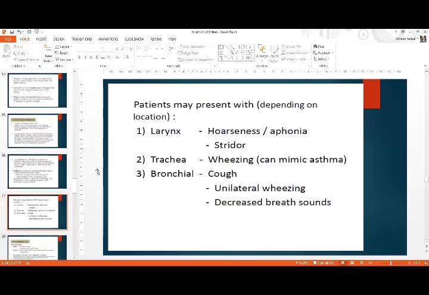They may present with hoarseness of voice and stridor if the obstruction is at the level of the larynx, or may present with wheeze if it is at tracheal level, or cough, unilateral wheeze, and decreased breath sounds if air through the foreign body has lodged into the mucous membrane.